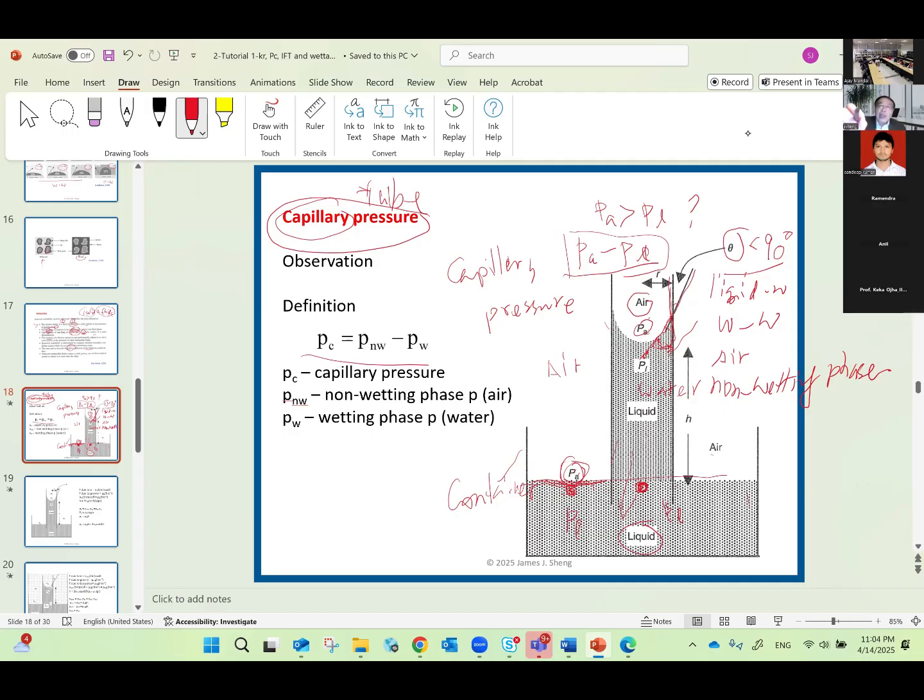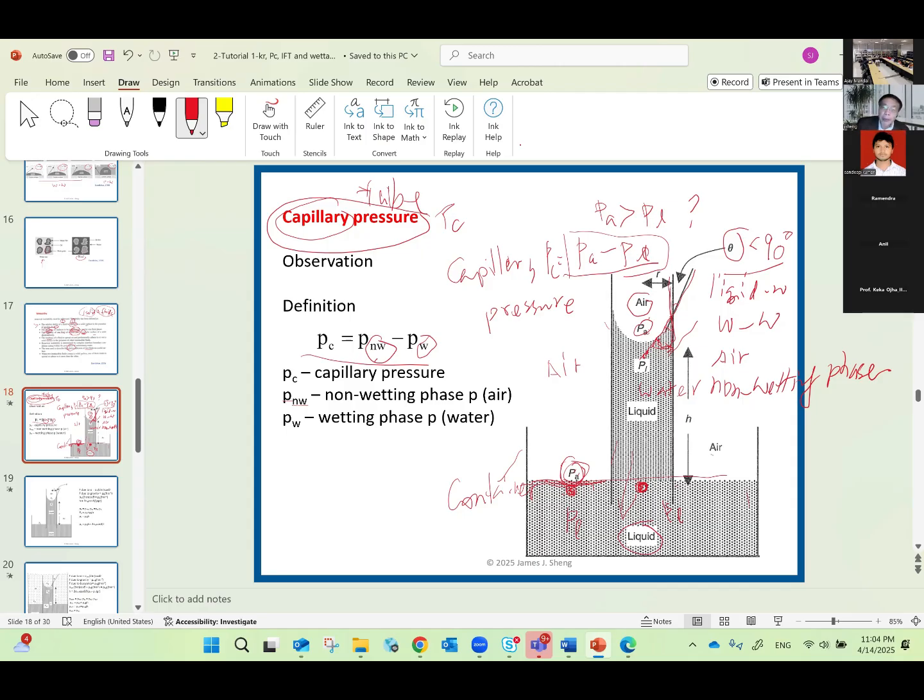Okay, so then what is the capillary pressure? We use PC. Capillary pressure is equal to PA minus PL. So PA is the non-wetting phase, we use NW, and the liquid phase is the wetting phase. So now we can move this definition to a more general definition. The capillary pressure will be the non-wetting phase pressure minus the wetting phase pressure. So that is the definition of capillary pressure.